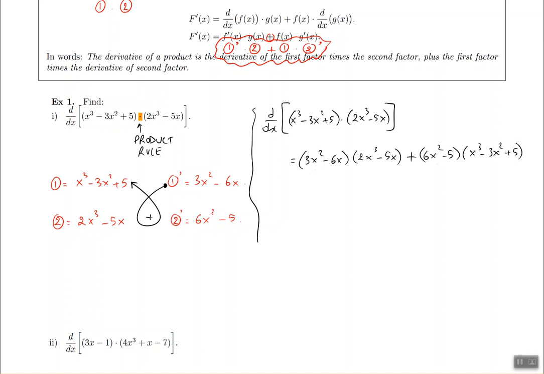So again, this portion right here represents the 1 prime. This represents the 2, meaning the second function. Whereas this one right here represents the 2 prime, and this one right here represents the original first function. And again, the order right here is different than the one described in the rule, but it's multiplication, so it doesn't really matter. And notice how I'm putting a plus between everything.